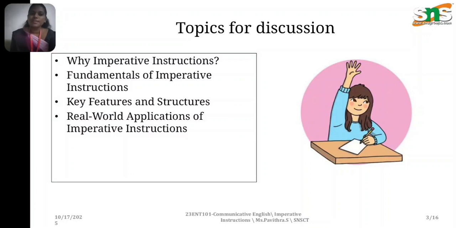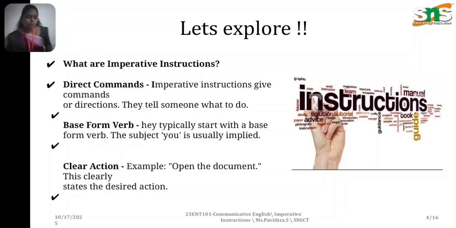What all the elements we're going to talk about today are: why imperative instructions, fundamentals of imperative instructions, key features and structures, and real world applications of imperative instructions. So let us explore. First of all, we must know what imperative instructions are.